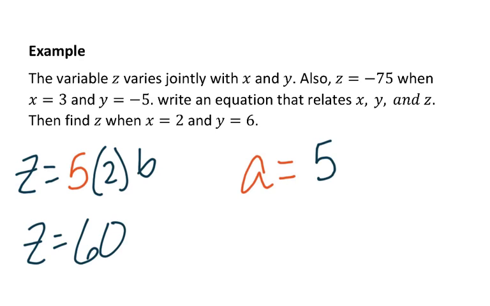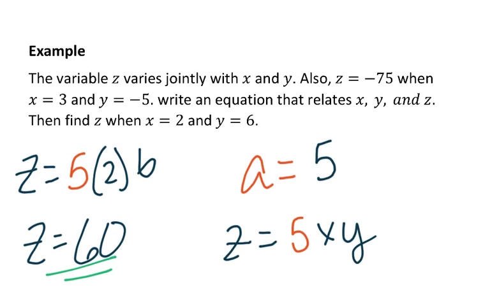And the equation, just so you know, is z is equal to constant of variation 5 times x times y. Beautiful. All right. That's what you'll present, and that's what you present. Those are the two answers. All right. Now the next 5 questions are all yours. Talk to your neighbor if you have questions.